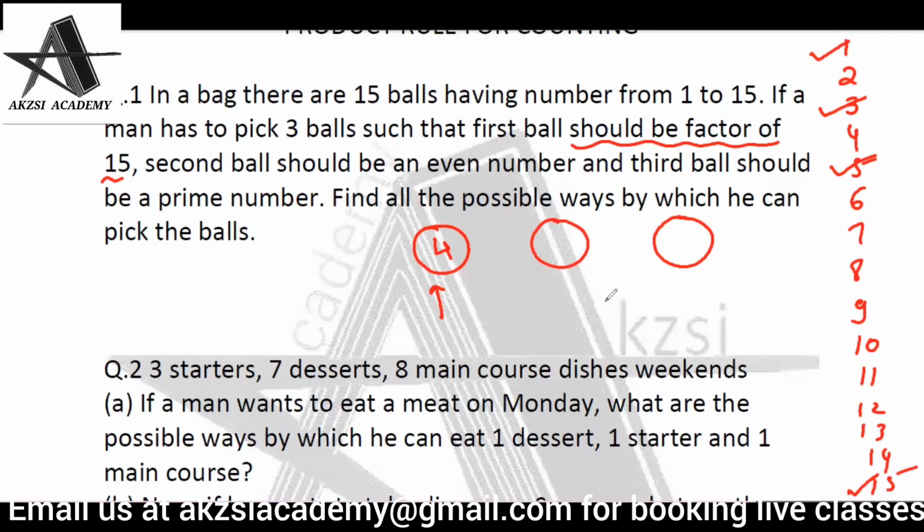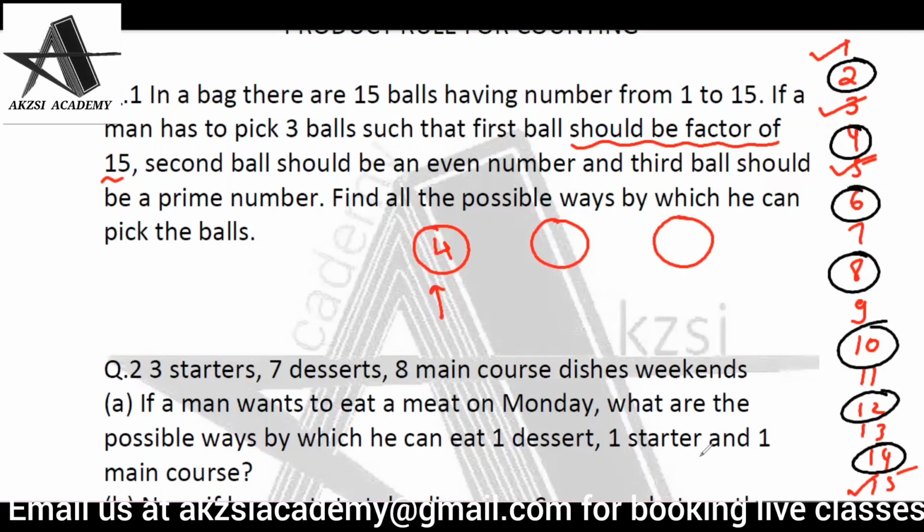The second ball should be an even number. Now let me see how many even numbers there are. Even numbers are those divisible by 2, or the last digit should be 2, 4, 6, 8, 0. This is even, even, even, even, even, even, even. How many even numbers are there? 7 even numbers. That means I can fill it in 7 ways.